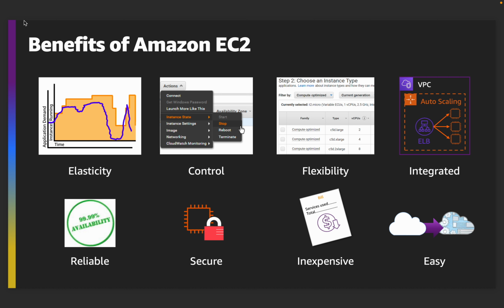Benefits of EC2: the first one is elasticity. It's very fast with the application on demand, so it's very elastic. Second one is control, which is very easy. Third one is flexibility. Choose the instance type. Flexible means different kinds of instances, CPU, depending upon your processing engine. Somewhere we need more CPU, somewhere more GPU. Integrated with the VPC, ELB, auto scaling, and it's very reliable and very secure. It's very inexpensive. It's very easy to use.